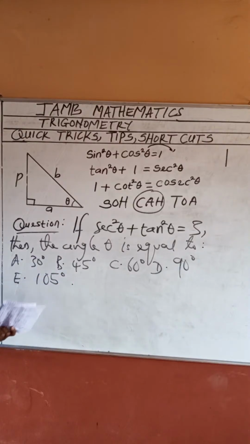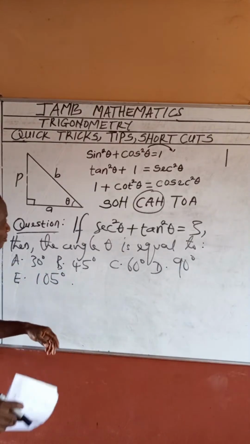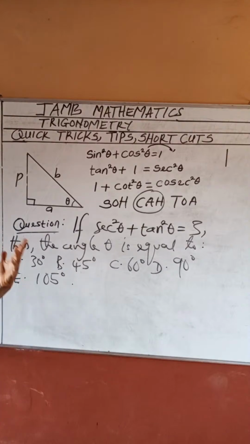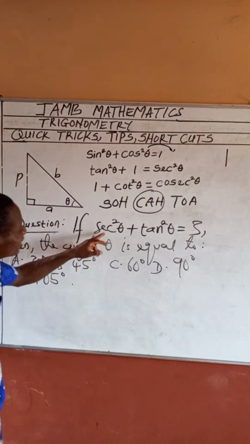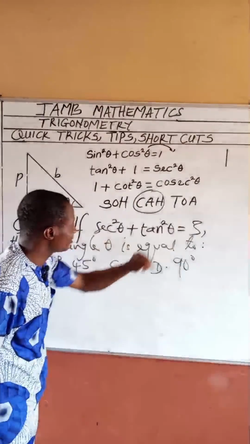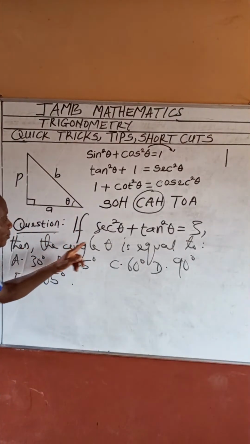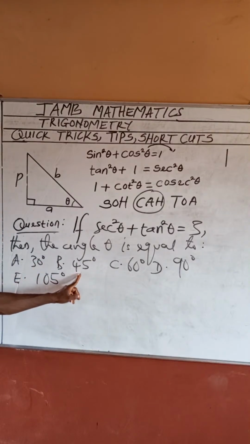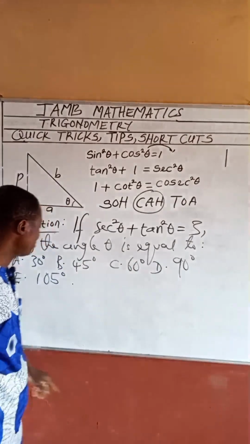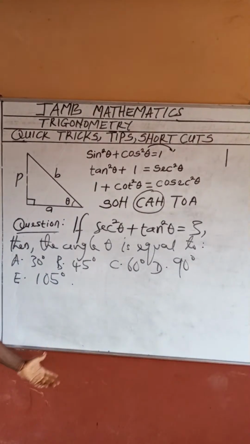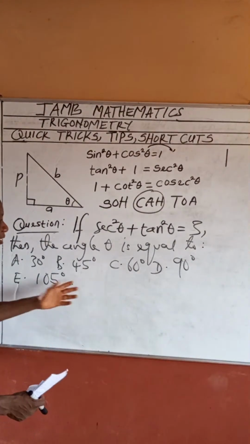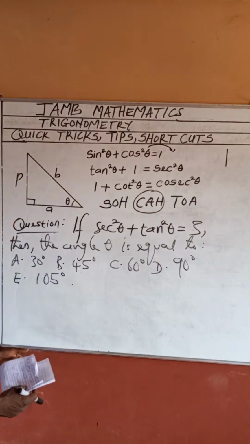So who knows the answer to this question? If you know it, put it in the chat box. Just put hashtag answer. Hashtag the answer to the question. If sec square theta plus tan square theta is 3, then the angle theta is equal to, is it 30? Is it 45? Is it 60? Is it 90? Or is it 105? What's the answer? Let us know. Who knows the answer?